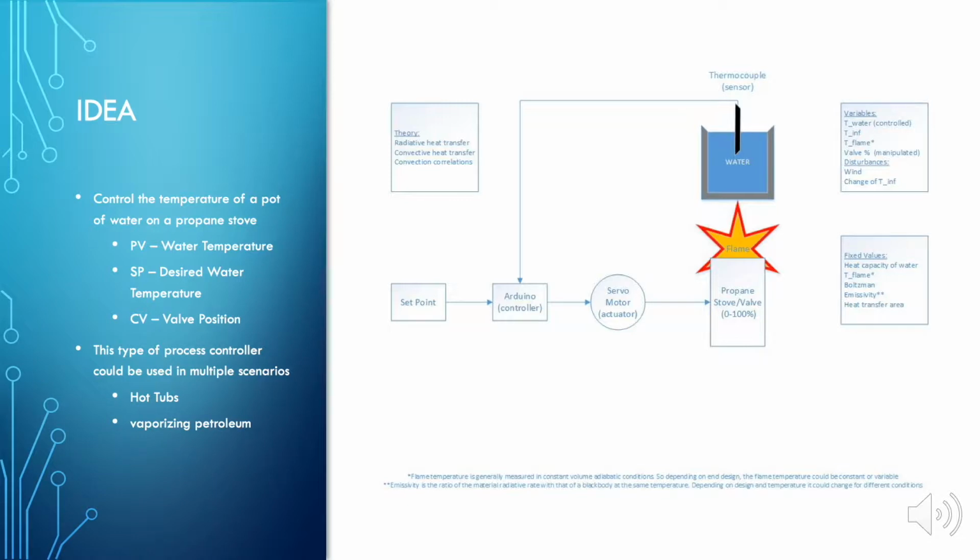In this system, we define the following variables: the process variable as the water temperature, the set point as the desired water temperature, and the control variable is the valve position. This can be seen in the block diagram as we stated.